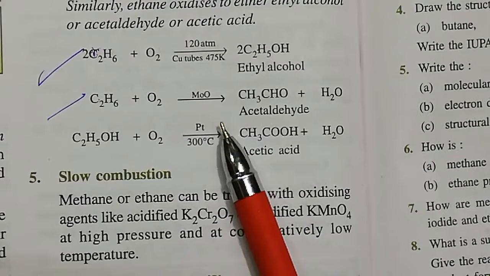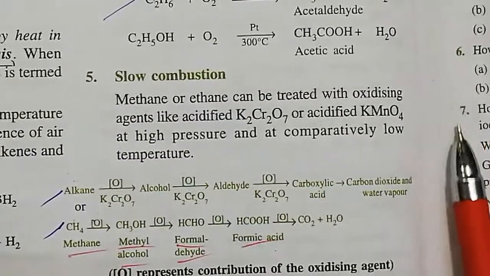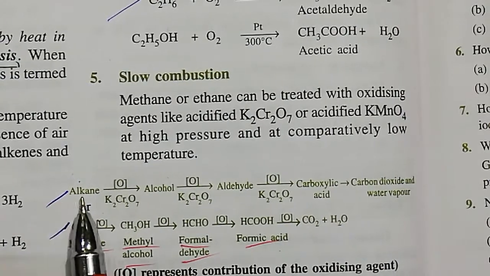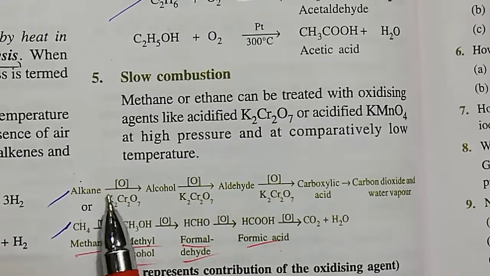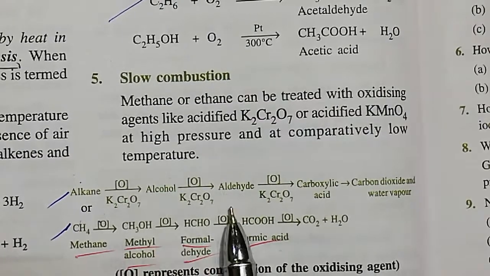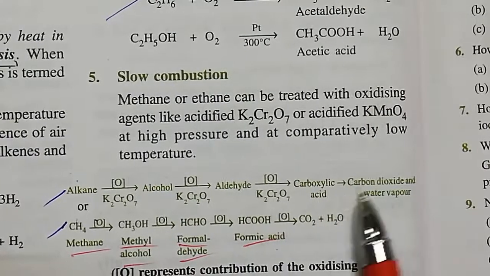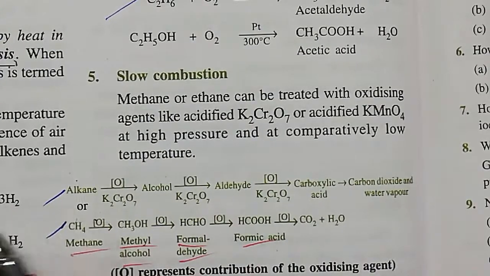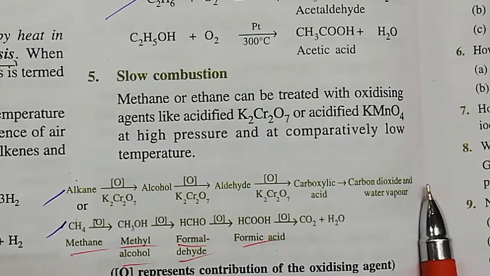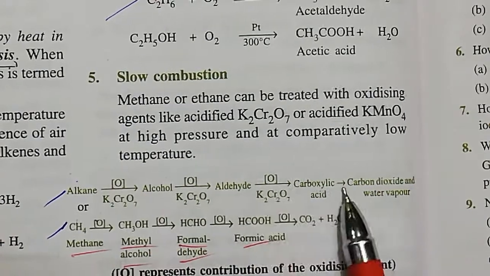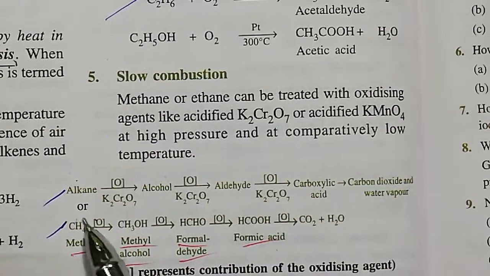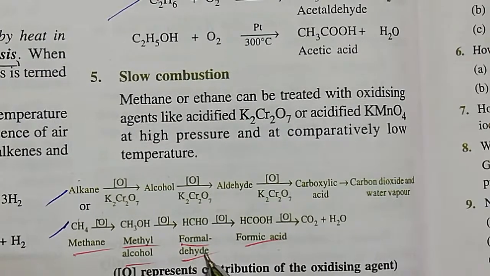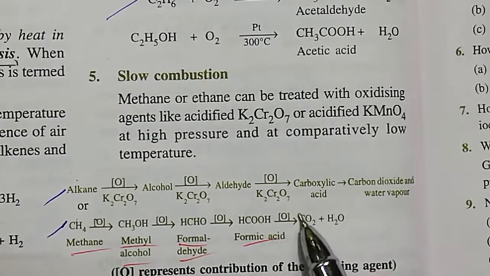Okay, so the last reaction you have to remember from the alkane part is that, from slow combustion, alkane changes to alcohol, alcohol changes to aldehyde, aldehyde changes to carboxylic acid, and finally everything changes to carbon dioxide and water vapor. That means the terminal two positions are alkane and carbon dioxide with water vapor, and in between are alcohol, aldehyde, acid. So for methane the line is: methane, methyl alcohol, formaldehyde or methanal, methanoic acid or formic acid, and finally CO2 and water.